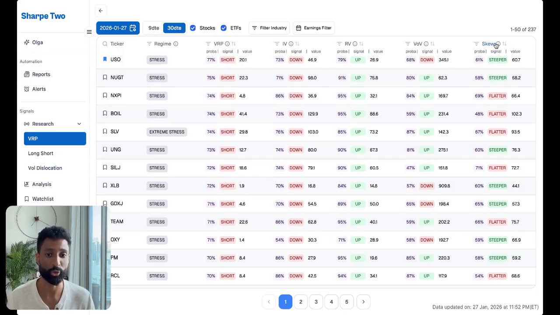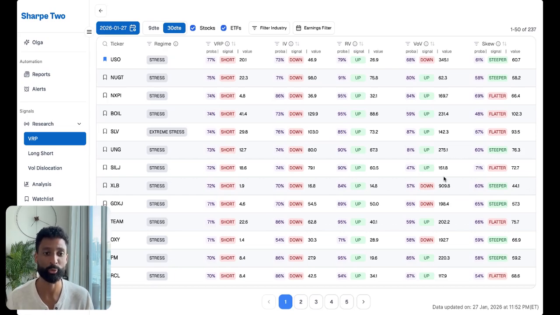And then there is the skew. This helps you decide if you should lean towards puts or calls. If the skew is expected to steepen, puts should be higher in demand. And if it is expected to flatten, like here in XPI, it means that the demand for puts is expected to fade.